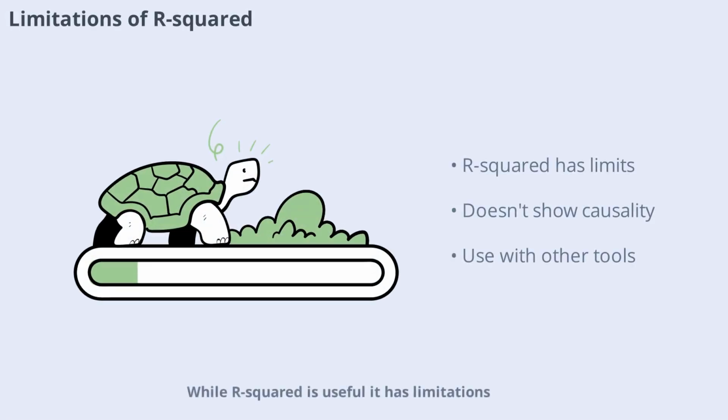While r-squared is useful, it has limitations. It doesn't tell you whether the regression model is appropriate or if the relationship is causal. A high r-squared can occur even if the model is misspecified. Always use r-squared alongside other diagnostic tools and consider the underlying assumptions before drawing conclusions.